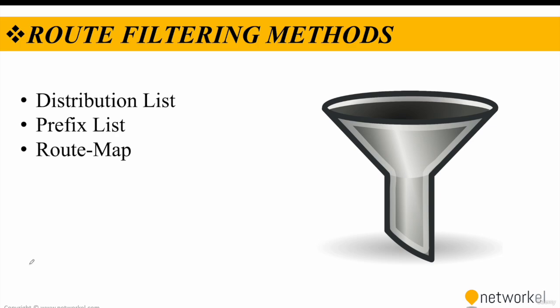We can filter the routes with three methods. The first method is the distribute list, which filters routing updates by controlling which routes are accepted or advertised. Distribute lists are applied to routing protocols like OSPF or EIGRP to include or exclude routes based on access lists or prefix lists. And there is some syntax to use it, which I will show you in our next slide.